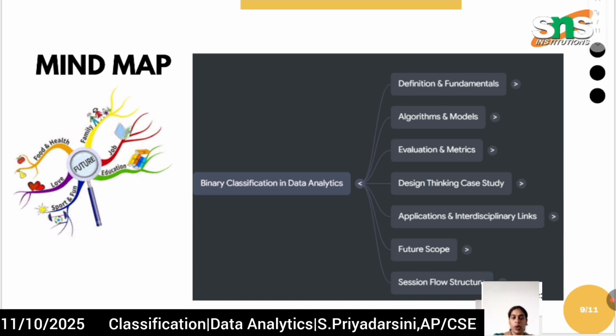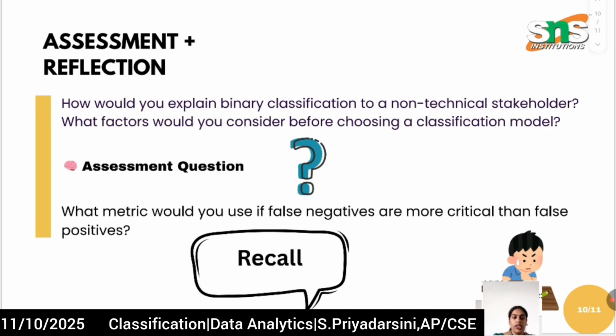Next, we will be seeing a mind map. Here's a quick mind map to summarize everything we have discussed. It shows the end-to-end flow of binary classification, from data to decision. You can take note of it. And next we will have an assessment and reflection.